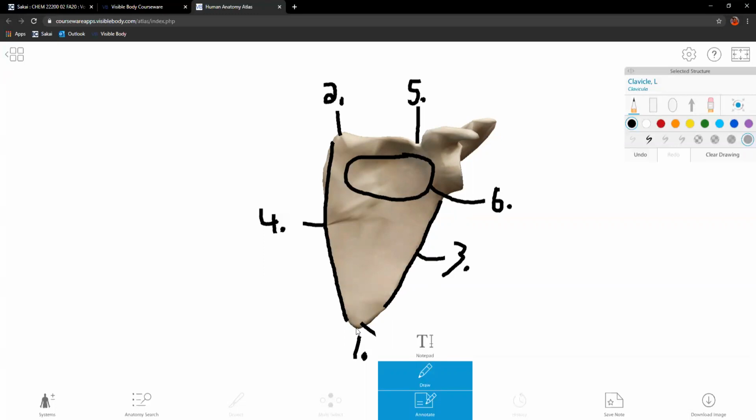All right, so number one is going to be our inferior angle. And then number two will be our superior angle. So this part right here, and then the inferior angle is this part down here. Number three, this was going to be our lateral border. And then on the opposite side, we're going to have our medial border.